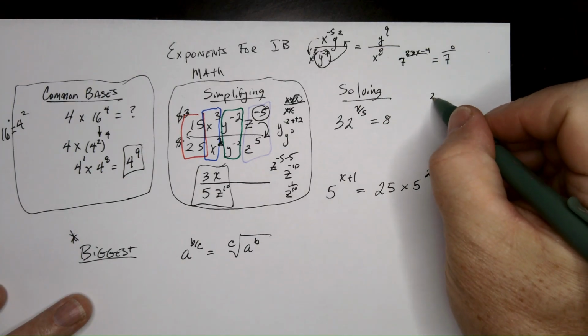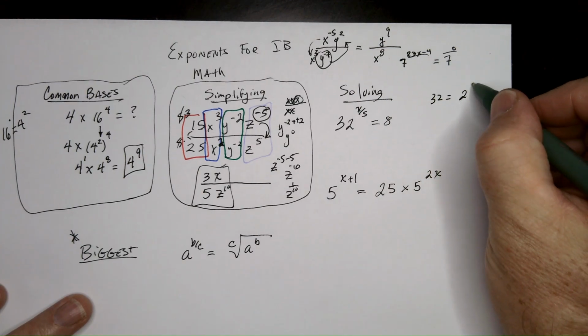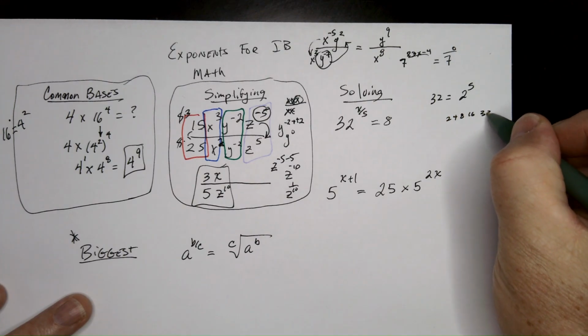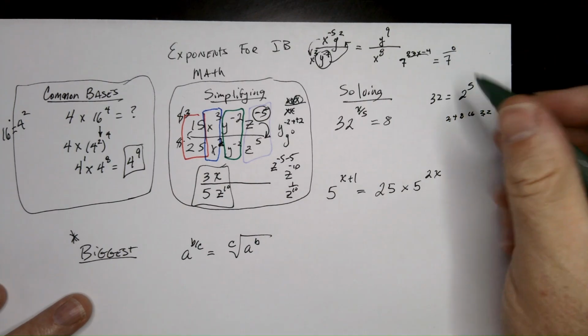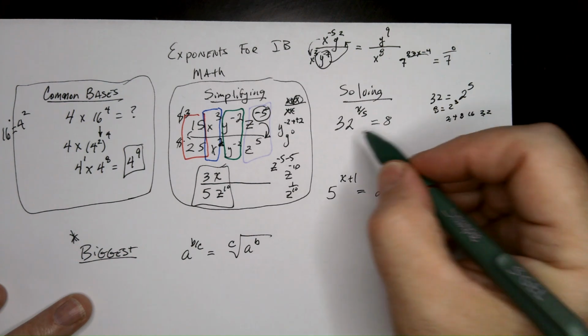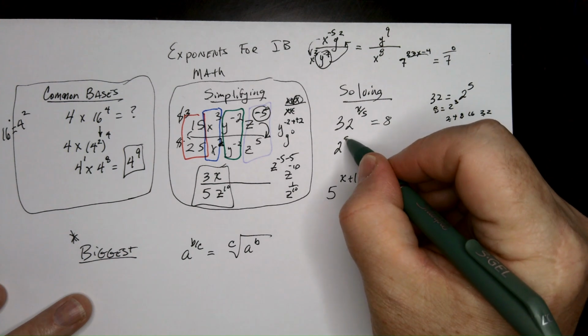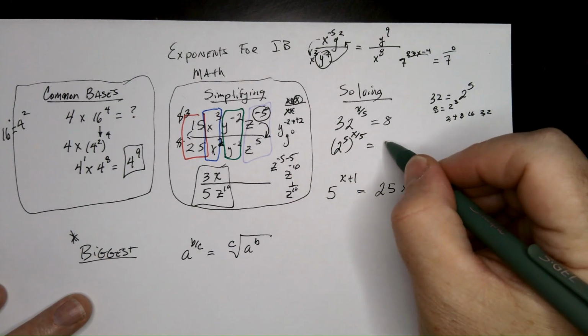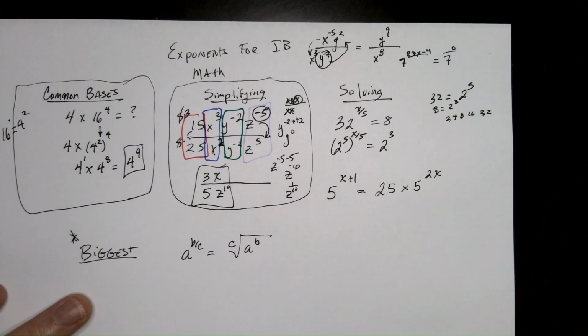See, 32 is 2 to the 5th, right? 2, 4, 8, 16, 32. 1, 2, 3, 4, 5. Yep. And 8 is 2 to the 3rd. So this is going to be 2 to the 5th, to the power of x divided by 5, equals 2 to the 3rd.